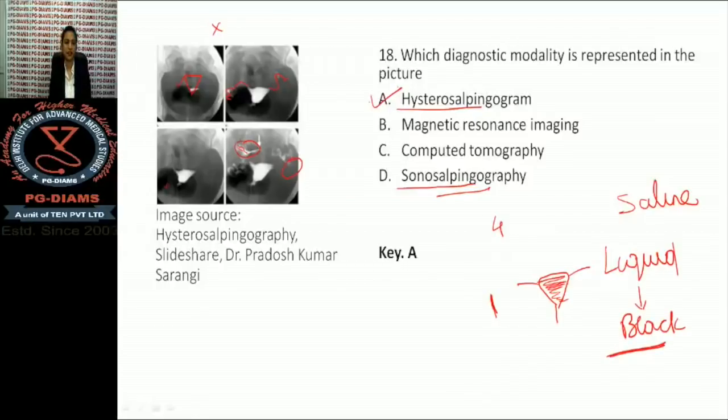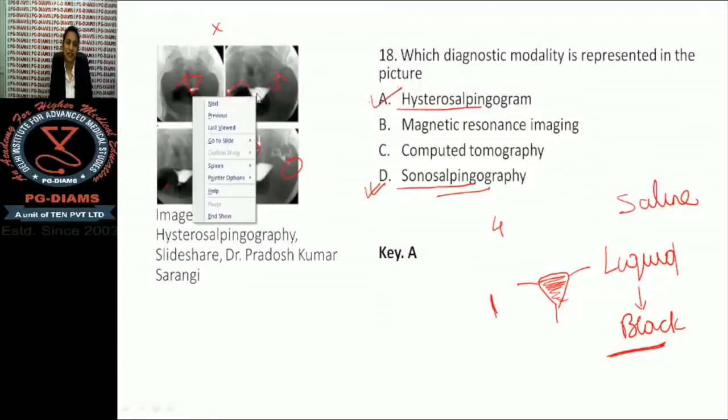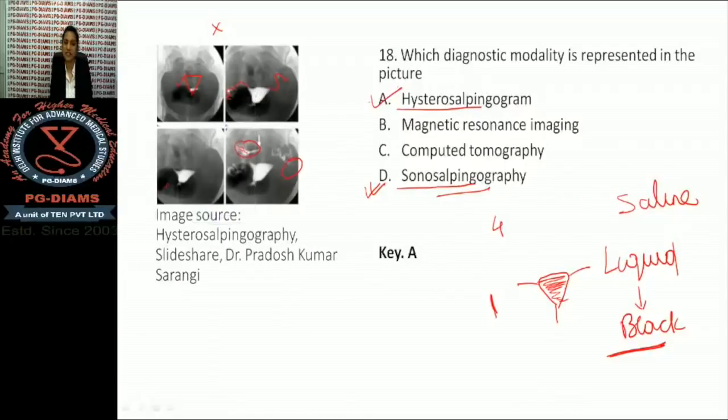Hypoechoic, we call them. So if it is white, remember it is radio-opaque, that is X-ray. If the dye appears white, it is X-ray. If the fluid appears black, it is ultrasonography. So if I change this image to black inside, with an echogenic or ground glass appearance, USG-like features, then it becomes sonosalpingography. The principles are the same.